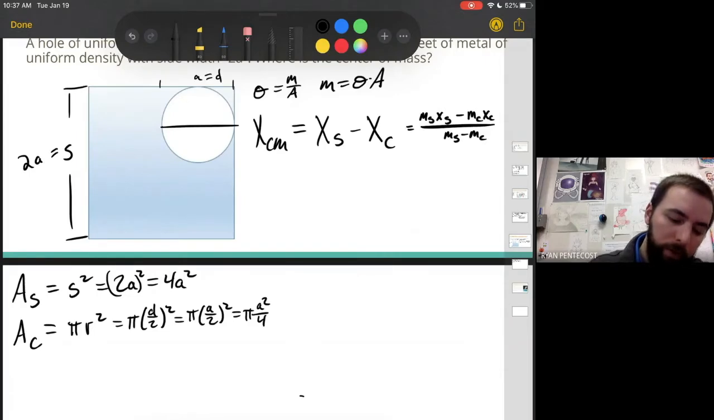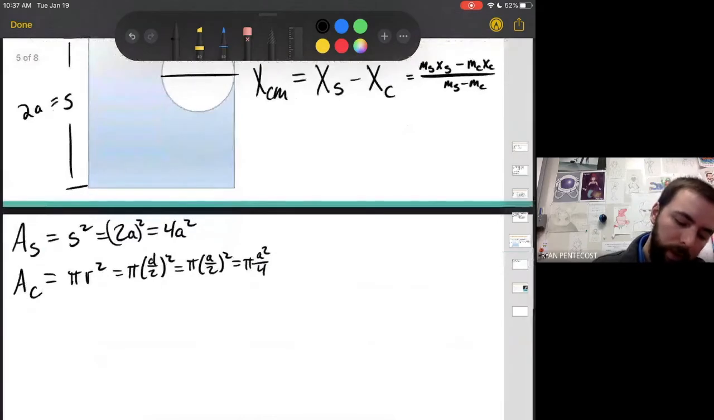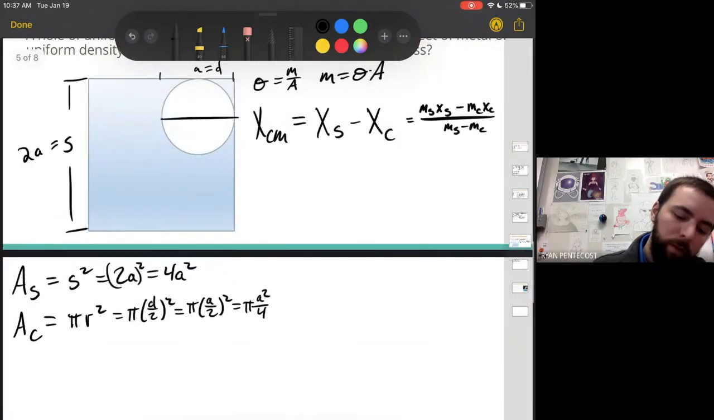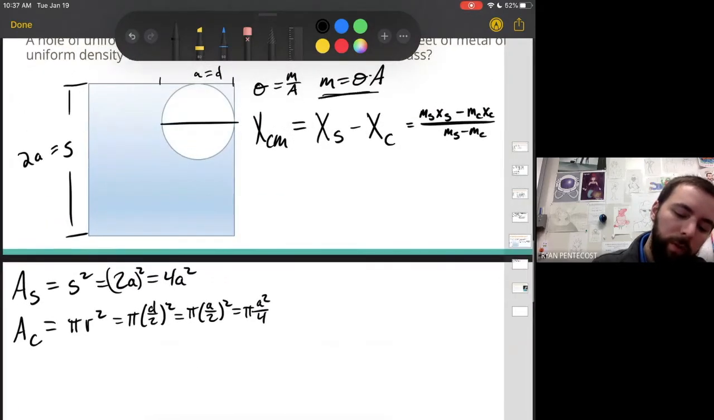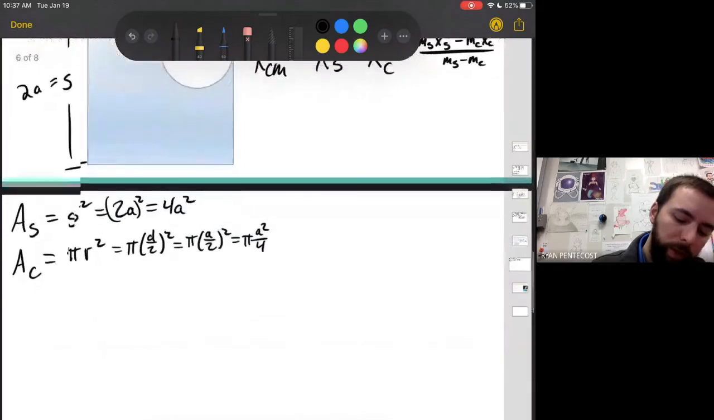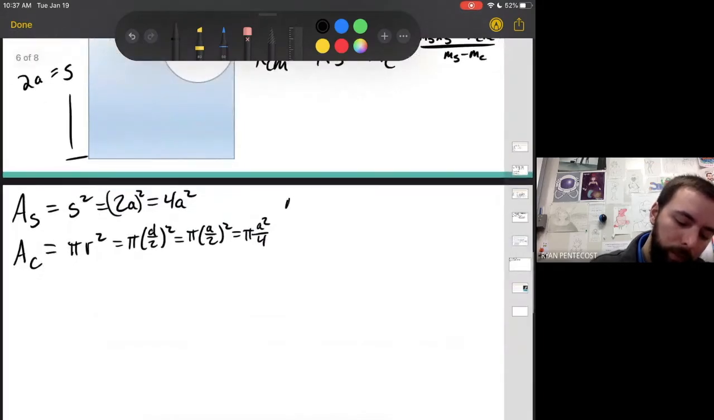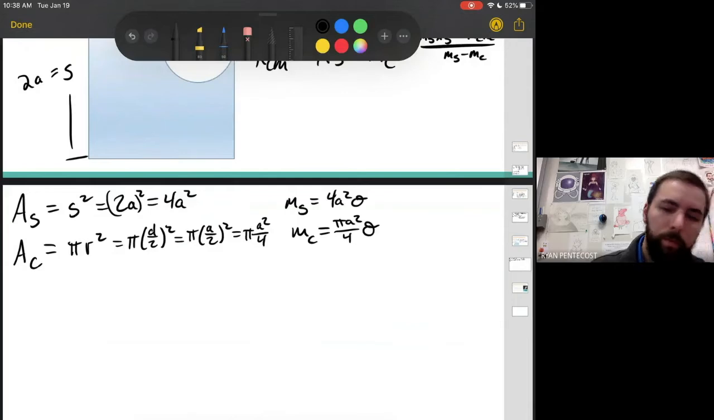So those are the areas of the shapes in terms of A, right? Now using our formula up here, we need the mass. So we really just multiply that by sigma. So the mass of the square is 4a squared sigma, and the mass of the circle is pi a squared over 4 sigma. Right?